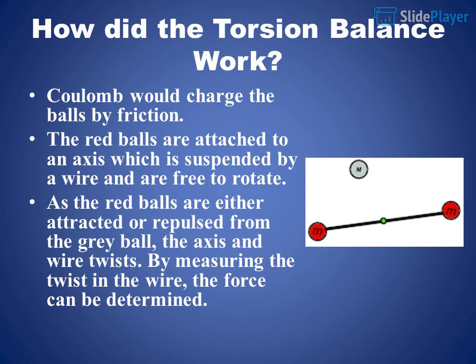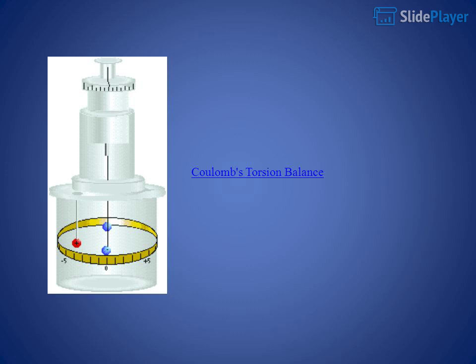Coulomb would charge the balls by friction. The red balls are attached to an axis which is suspended by a wire and are free to rotate. As the red balls are either attracted or repelled from the gray ball, the axis and wire twist. By measuring the twist in the wire, the force can be determined. Coulomb's torsion balance.